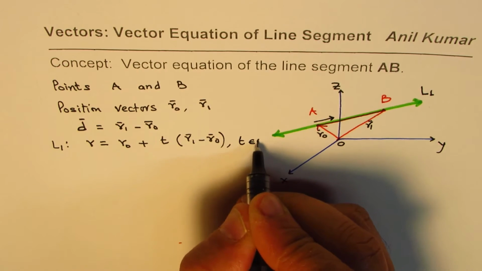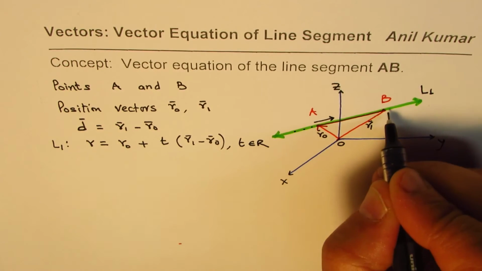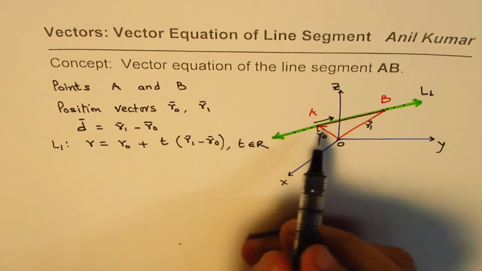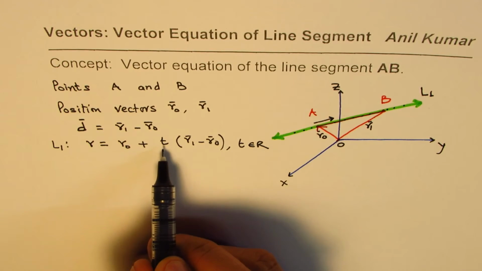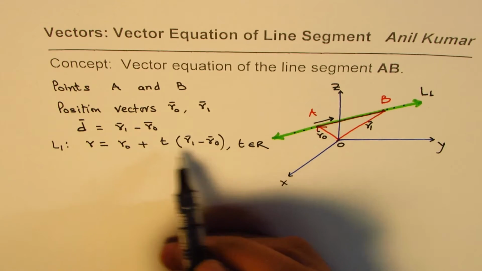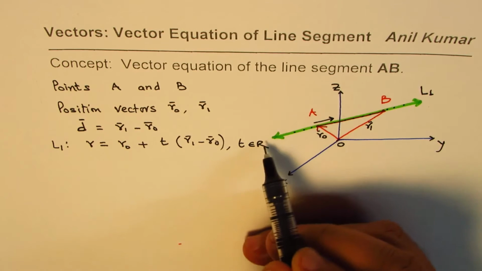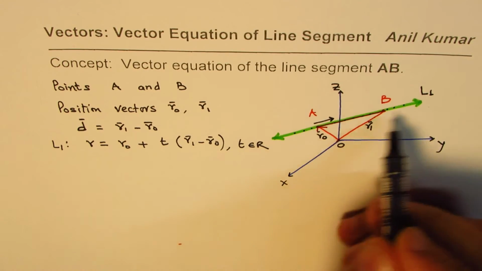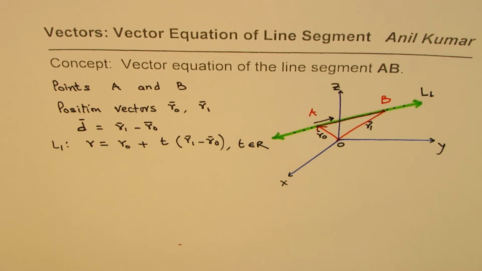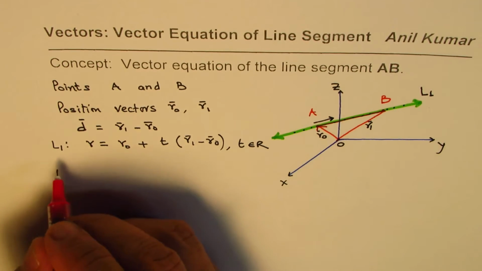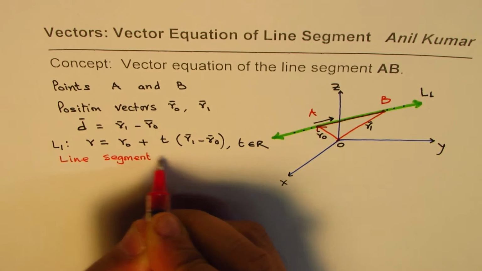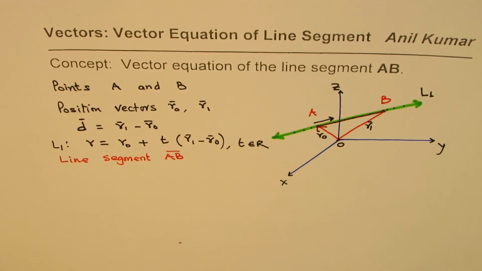If T belongs to real numbers, then every point on this line can be associated with this equation, right? If T is positive, it is on the right side of A. If T is negative, these points will be on the left side of A. But that becomes the equation of the whole line. The question is, what is the equation of line segment AB? So this segment we are interested in. What is the equation of this line segment?